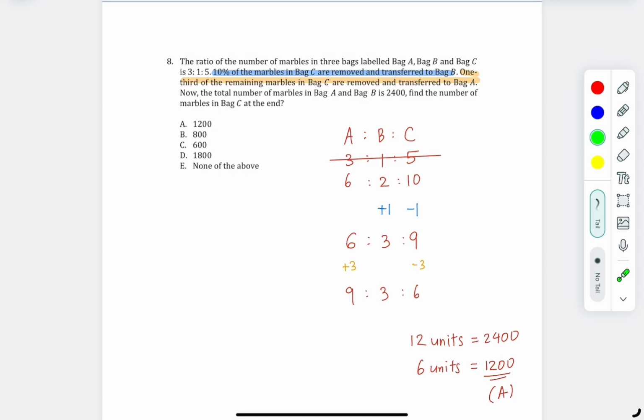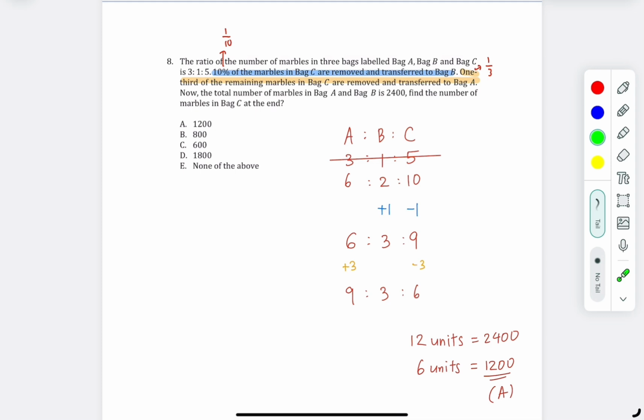Question 8. The ratio of the number of marbles in the 3 bags A, B, C is 3:1:5. 10% of the marbles in bag C are removed and transferred to bag B. 1/3 of the remaining marbles in C are removed again and then transferred to bag A. Now the total number of marbles in bag A and bag B is 2400. Find the number of marbles in bag C in the end. So when I see this question, I always change the percentage into a fraction first.